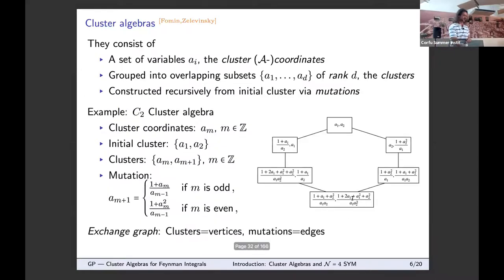And you can also visualize the topology of this cluster algebra, which is called an exchange graph, where the nodes are the clusters, A1, A2, A2, A3, A3, A4, and so on. A line is a mutation that relates them, and you have a circle topology because you're back to where you started. This is the particular example of a cluster algebra.